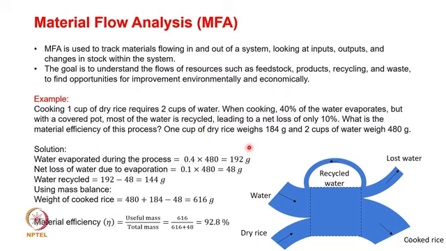We can of course assume that 1 cup of dry rice weighs 184 gram and 2 cups of water weigh 480 gram. So now let's try to do this calculation. What would be the water evaporated during the process? It is 480 gram water and 40% evaporates, so 0.4 times 480 is 192. And net loss of water due to evaporation, it says that the net loss is 10%. So 0.1 times 480 is 48 gram.